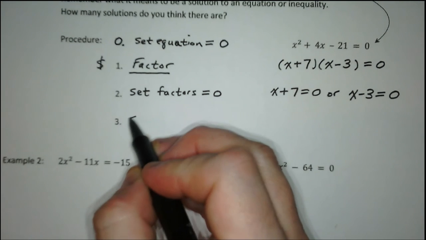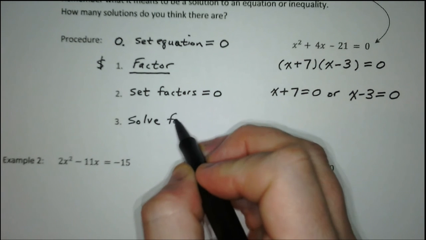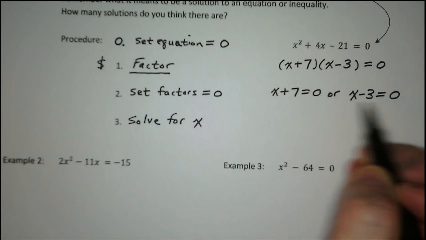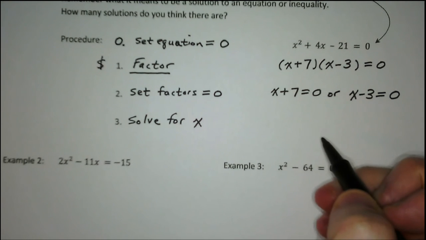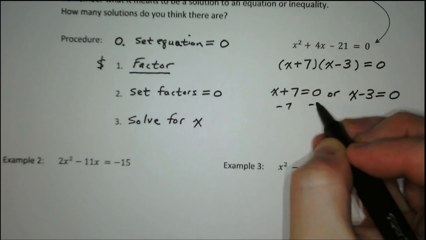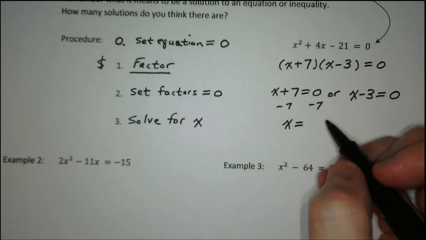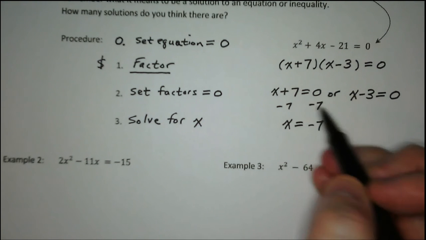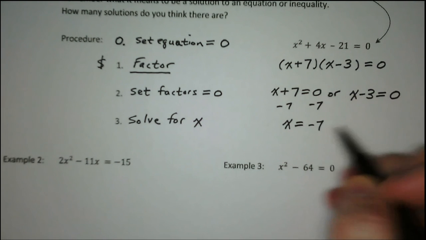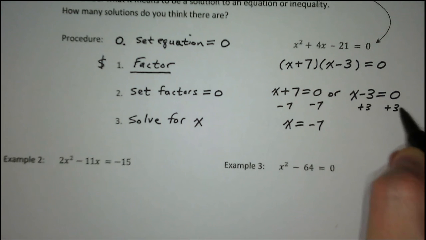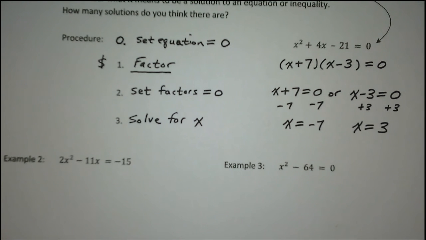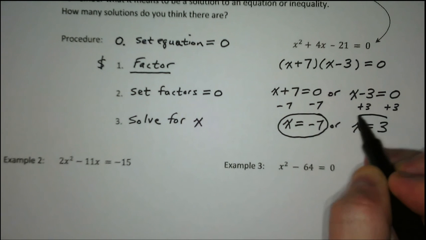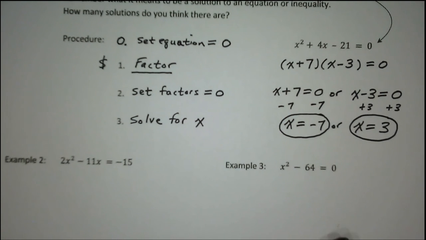And then lastly, you're going to solve for x. So now you have two very solvable equations. Just like back in 6th or 7th grade, you're going to get x by itself now. So we subtract 7 from both sides and we get x equals negative 7. Over here, we add 3 to both sides and end up with x equals 3. So these are my 2 solutions. All right?